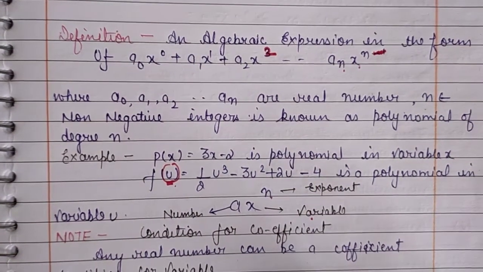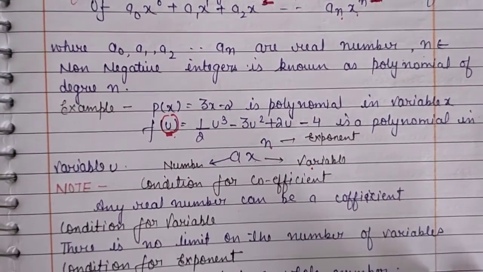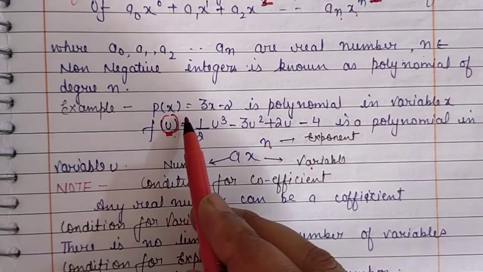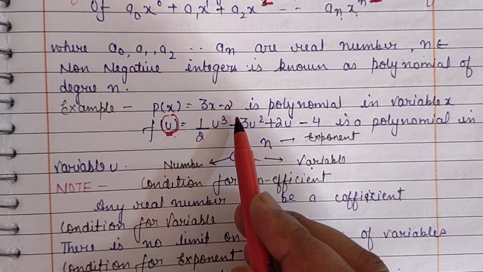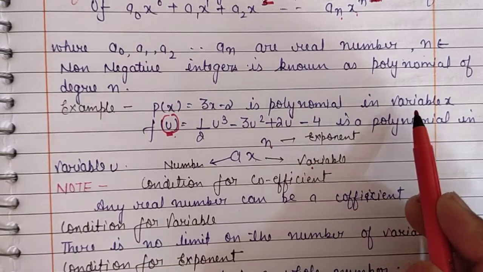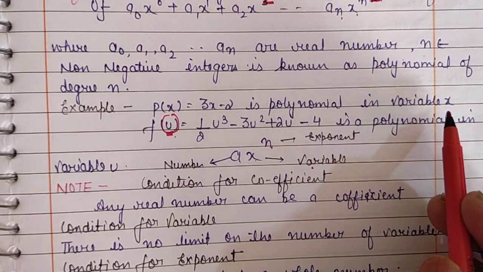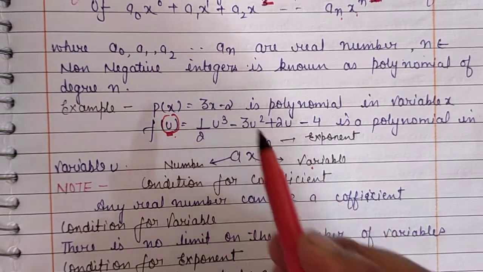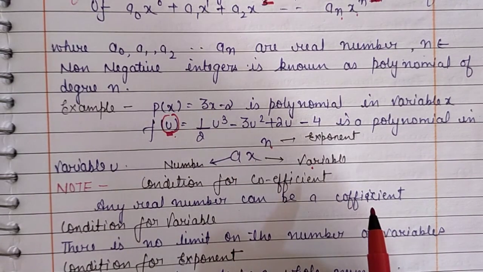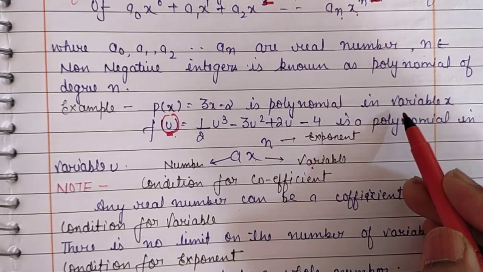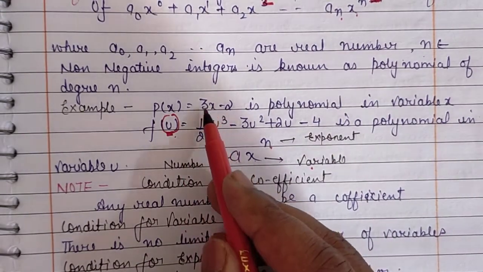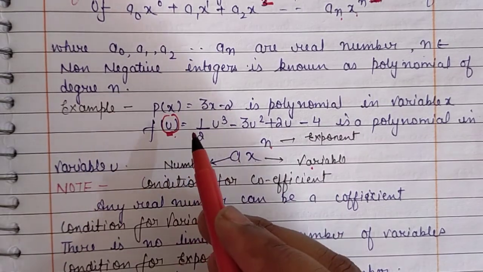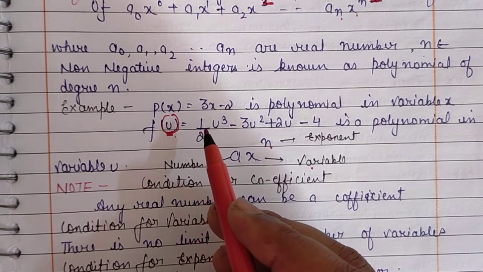So, some examples of a polynomial. Suppose p(x) is equal to 3x minus 2. This is a polynomial in variable x. You can see that the power of this variable is free of negative integers or rational numbers. That is why we consider it a polynomial. Since it has only one variable, we consider it a polynomial in one variable.